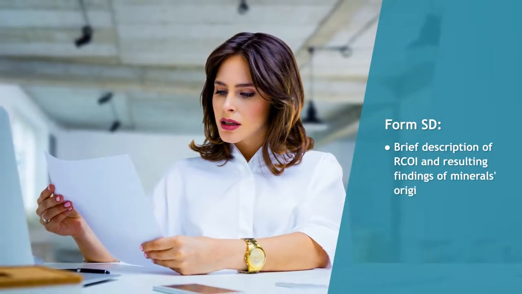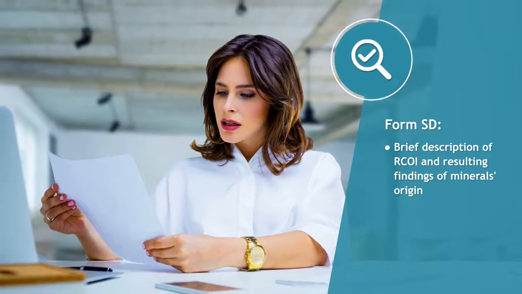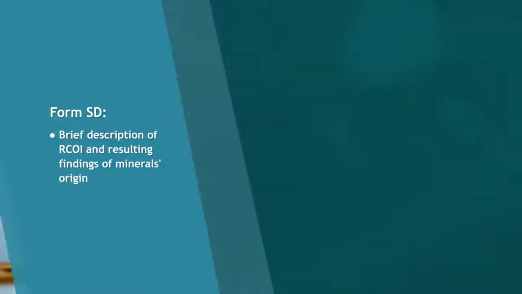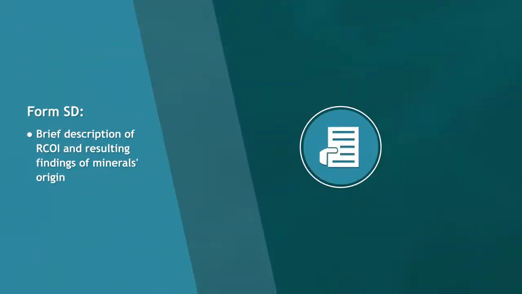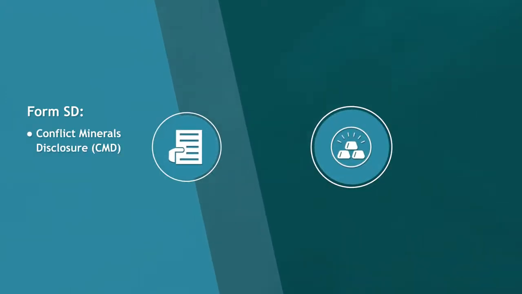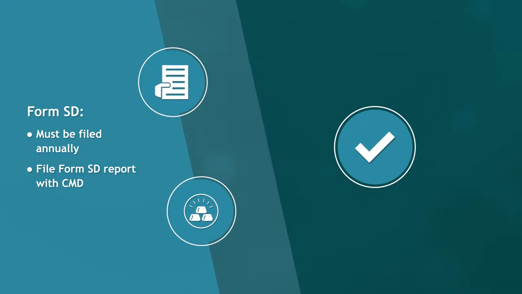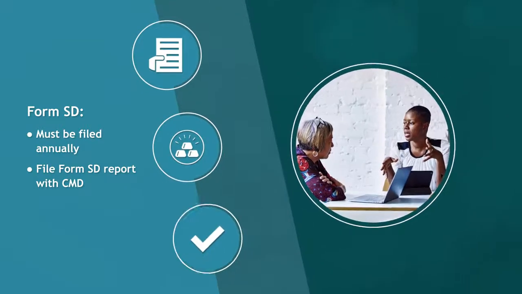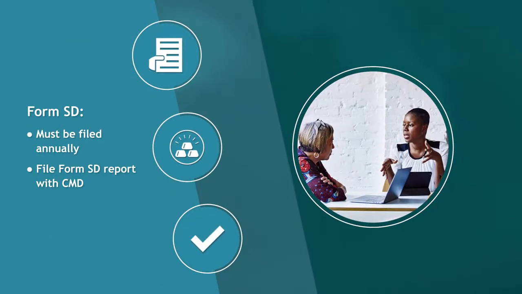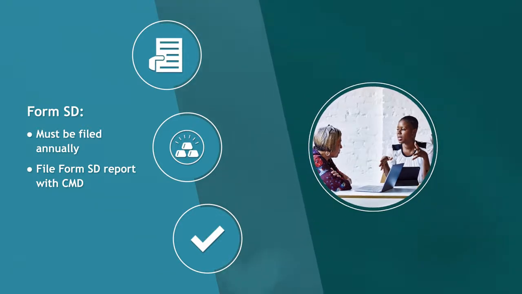Now let's focus on Form SD. The form should contain a brief description of the RCOI and the resulting findings of the mineral's origin. The form refers to this brief description as a Conflict Minerals Disclosure, or CMD, and must be filed with Form SD annually. If your employer chooses to voluntarily follow the SEC's former requirements, then you will proceed to Step 3.